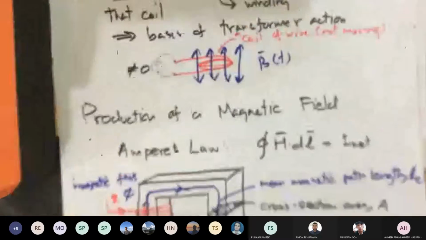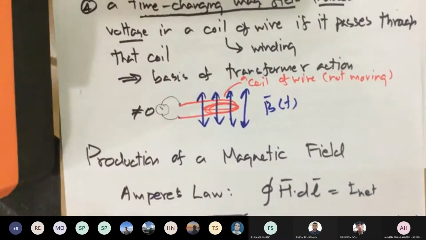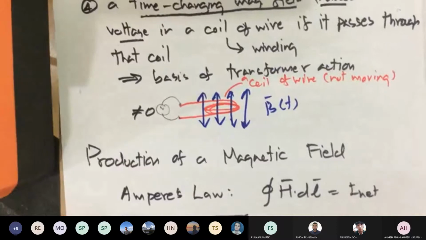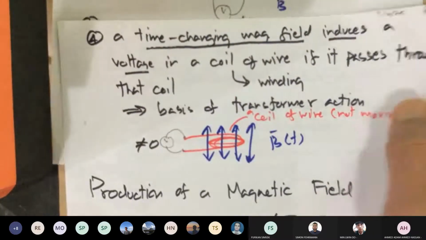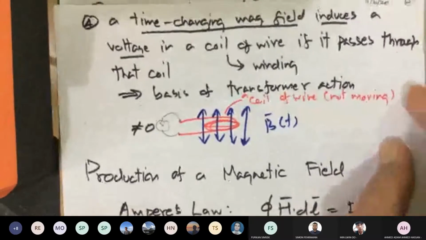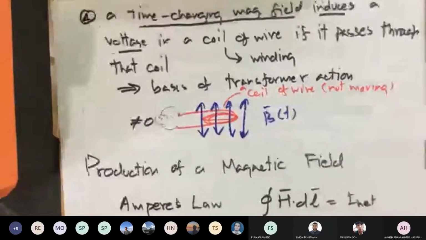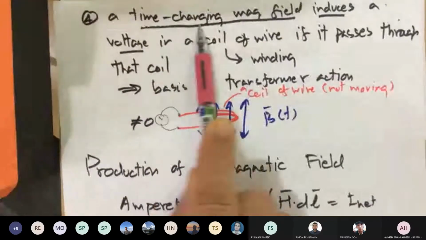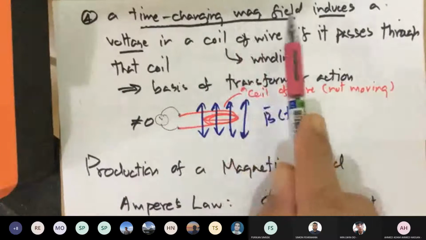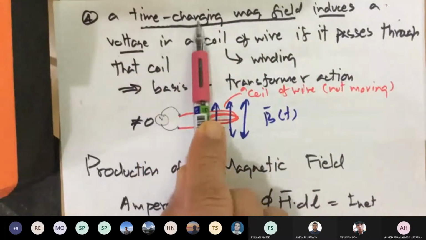The fourth principle, as you can guess, deals with the transformer action. Now, what I want to point out is that the second and the fourth are kind of similar. We don't really look in detail. The fourth one says a time-changing, varying magnetic field. Now, emphasize the term time-changing.